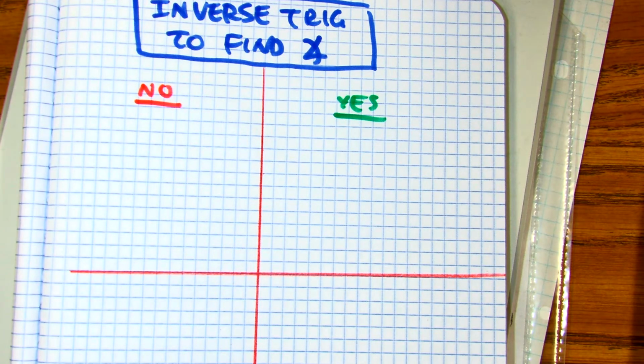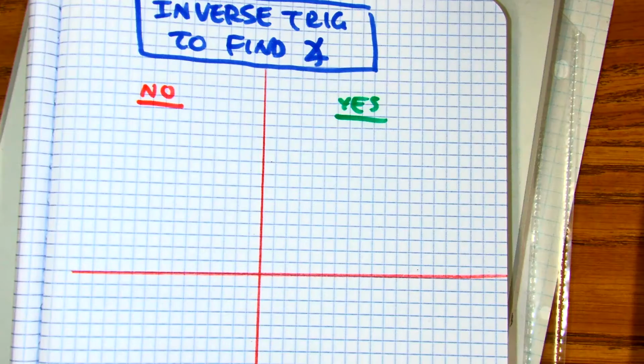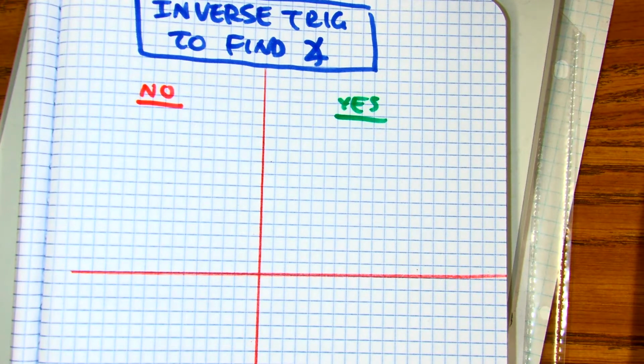Alright, so today we're going to find angles by using the inverse trig functions. Okay, what is it not?